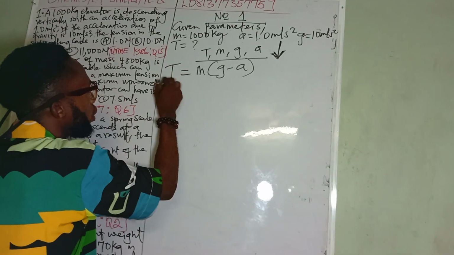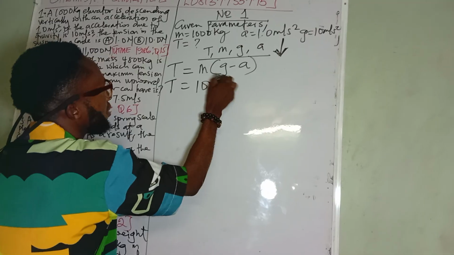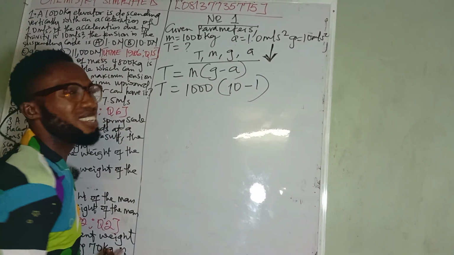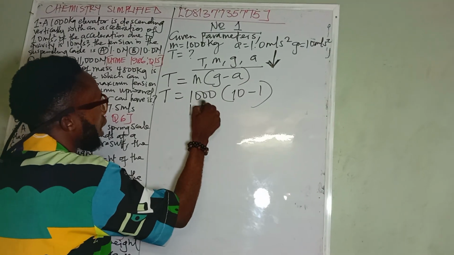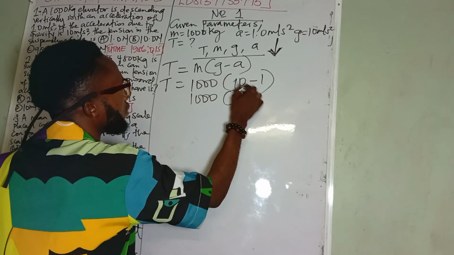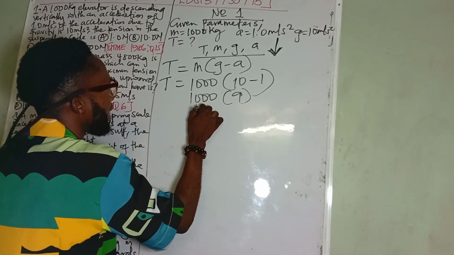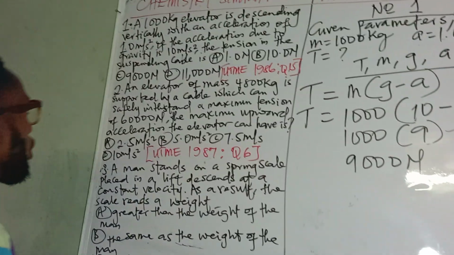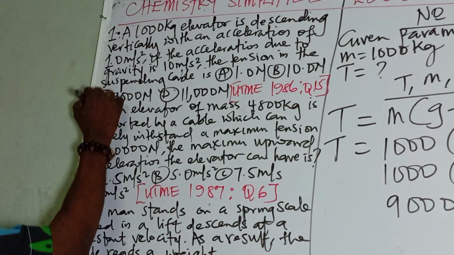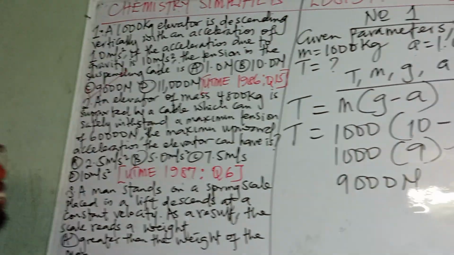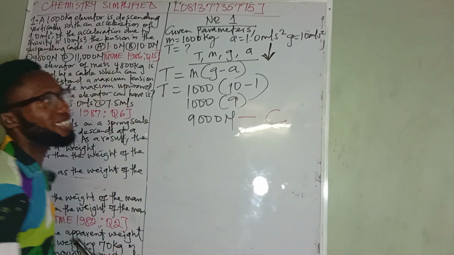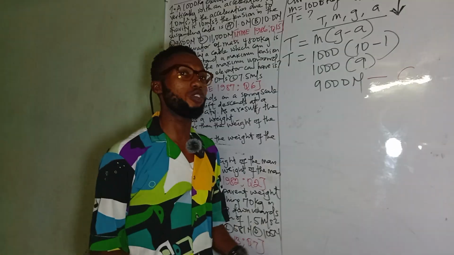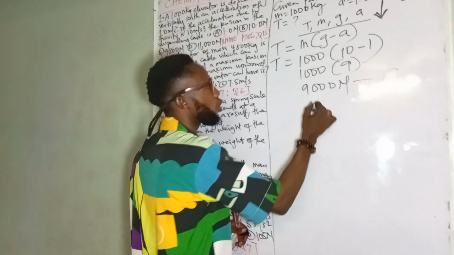So the lift is descending or moving downward, so we are looking for our tension. Tension now, because the mass is 1,000, bracket our g is 10 minus 1 acceleration. It's a very simple question. So you have 1,000 bracket 10 minus 1 will give us 9. Then 1,000 times 9 will give us 9,000 Newton, and that is what we have as option C. Option C. It's a very simple question, right? You understand the concept. You don't have to struggle to get the correct answer.